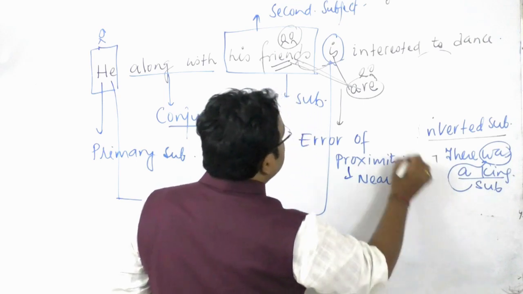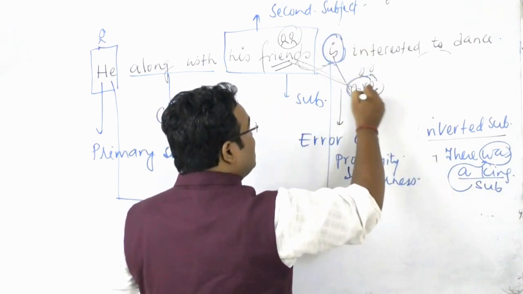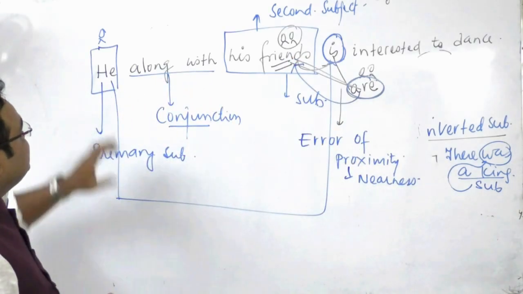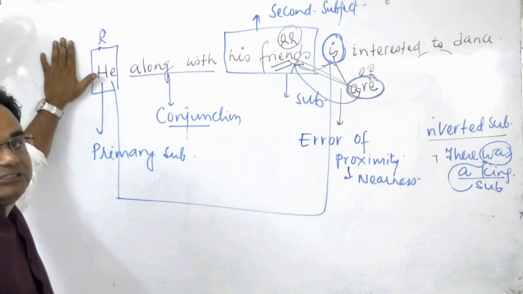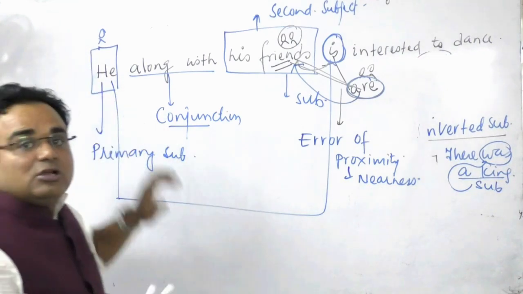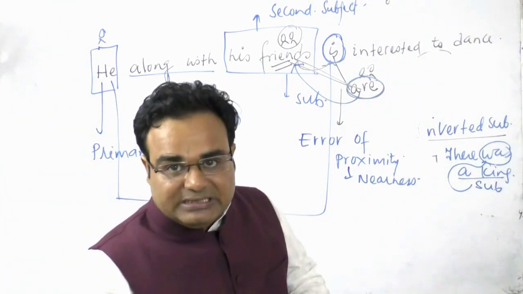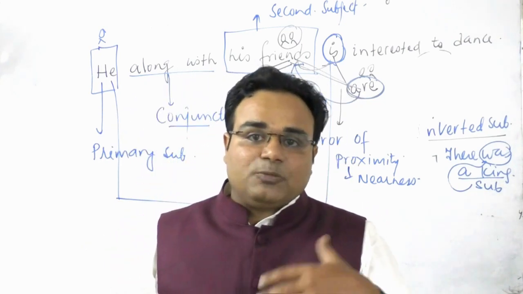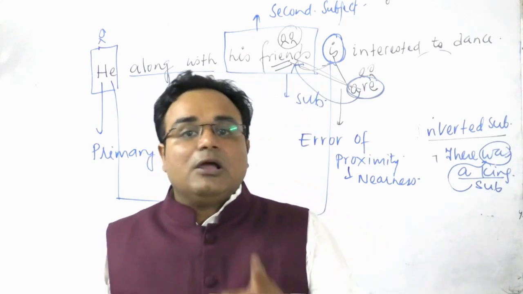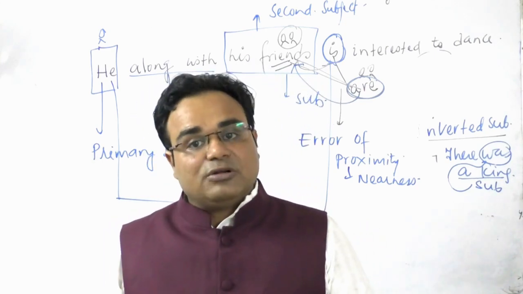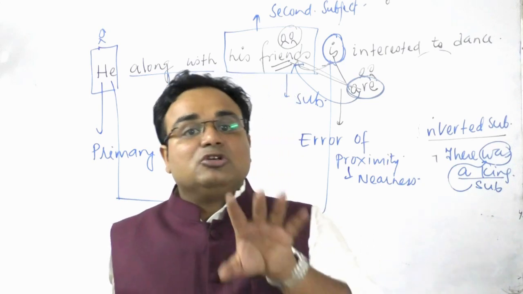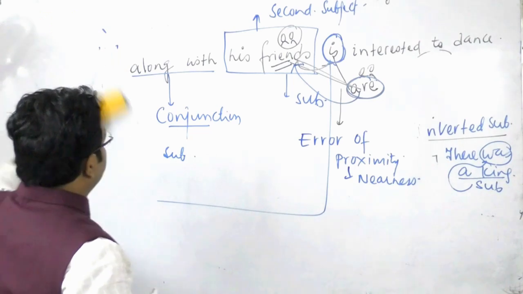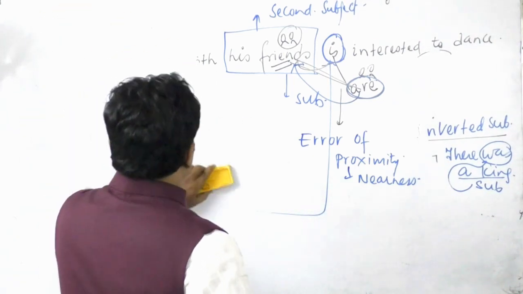So here you see this verb has come near to this subject, but basically it is the primary subject which is important, not the secondary subject. So always remember, in case of dependent subject or independent subject, both of them are subjects, but in case of primary subject and secondary subject, the primary subject is important. Which subject? Primary. Alright, so you will have to listen to the primary subject. Take some more examples, it will make your concept clear.